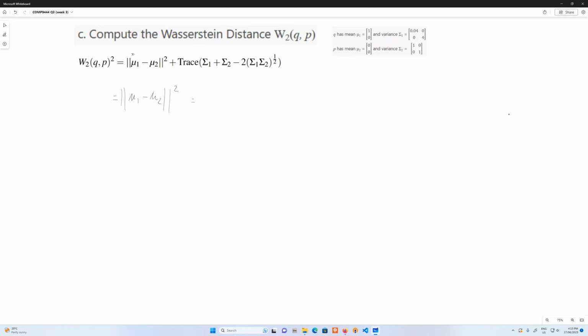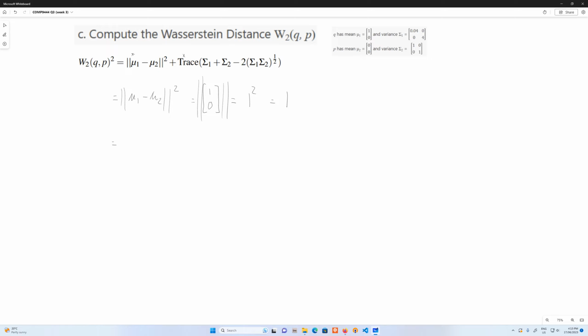So we can see the mean vectors over here. So mu1 minus mu2 simply evaluates to 1, 0. And to get the squared L2 norm, well, the L2 norm of the 1, 0 vector is just 1. And if we square that, we end up with 1. So that's the first term of the equation done.